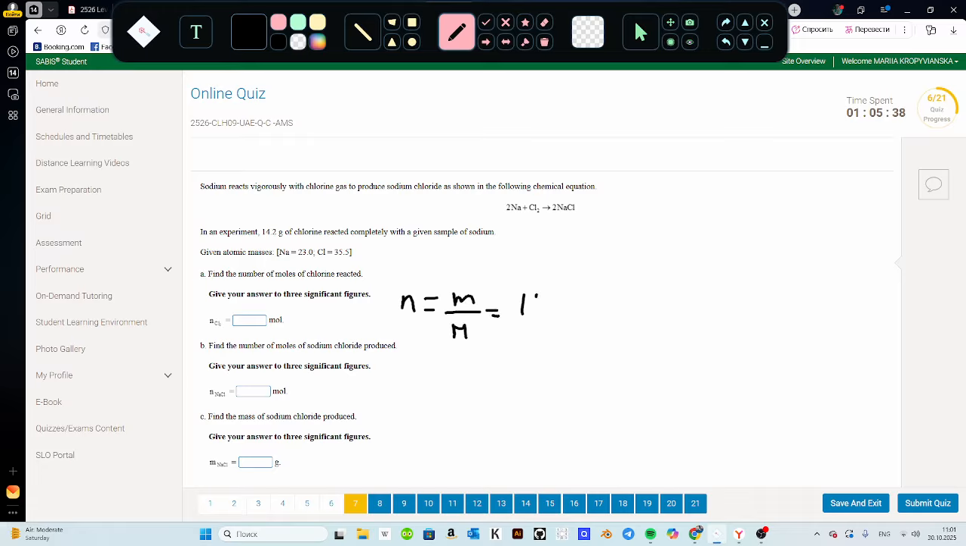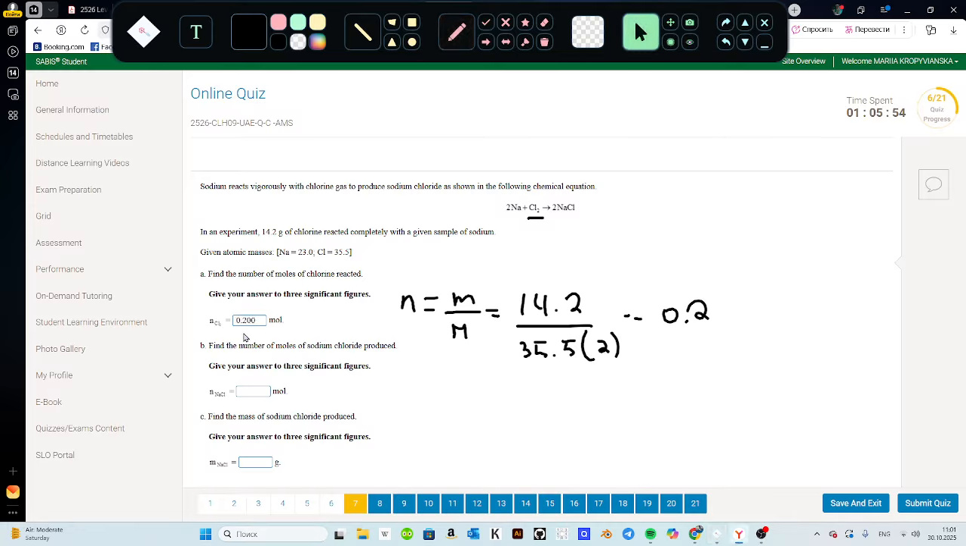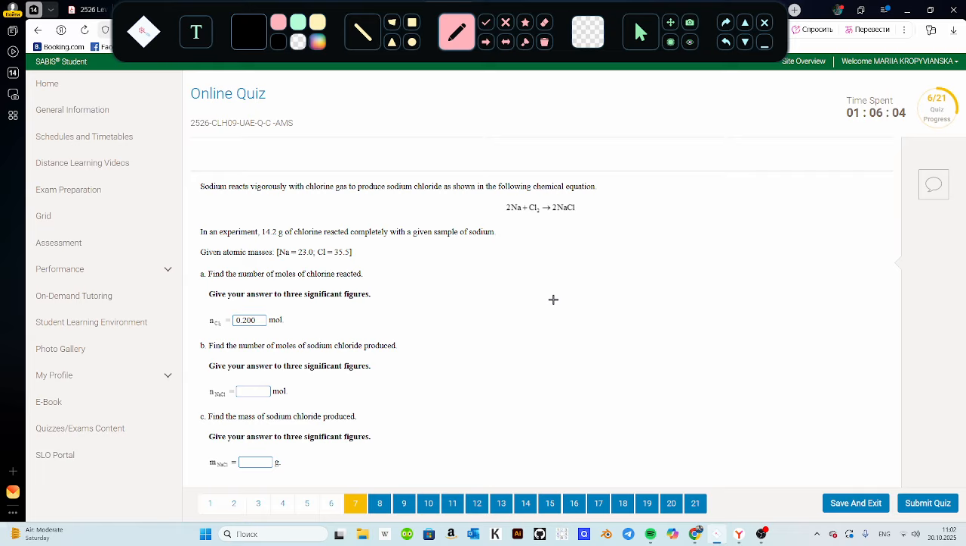Our mass is 14.2 grams. Molar mass is 35.5 times 2, because over here we have a prefix of 2. That gives us 0.200, 3 significant figures. Now, we're trying to find the number of moles of sodium chloride produced. So we're still going to be using the stoichiometric ratio.